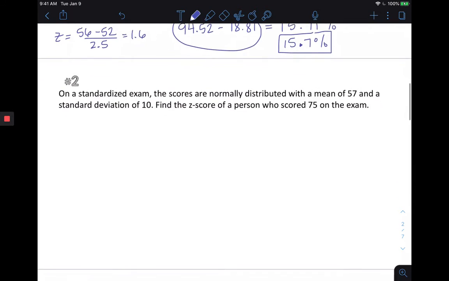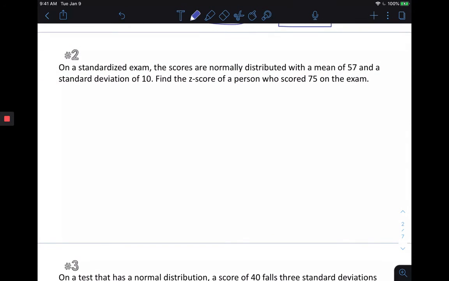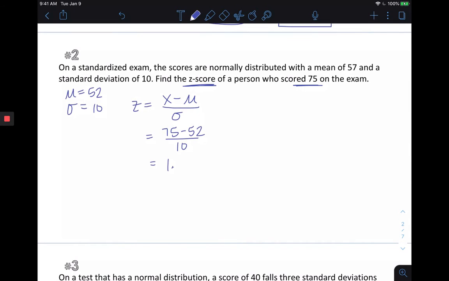All right, number 2. On a standardized exam, the scores are normally distributed with a mean of 57 and a standard deviation of 10. And we want to find the z-score, not the percent, so we don't even have to use the table. We're just going to find the z-score. The z-score formula, again, is the value minus the mean divided by the standard deviation. And we want to find the z-score for 75. So 75 minus the mean divided by 10, and we get 1.8.